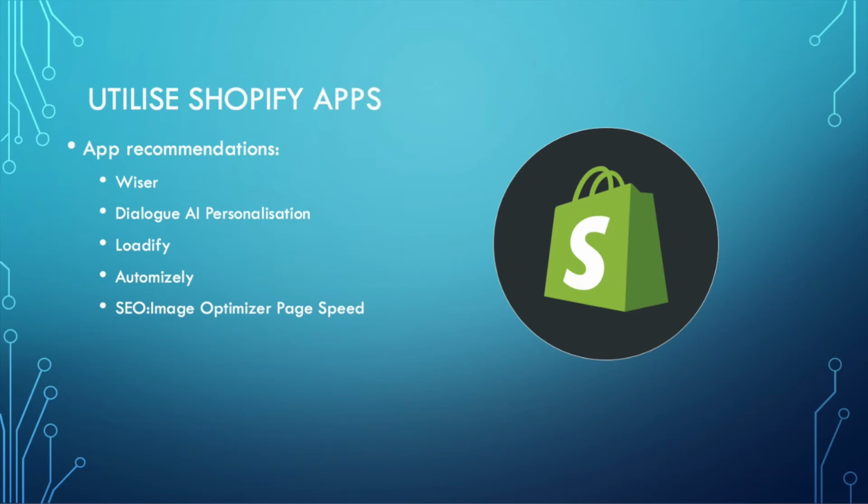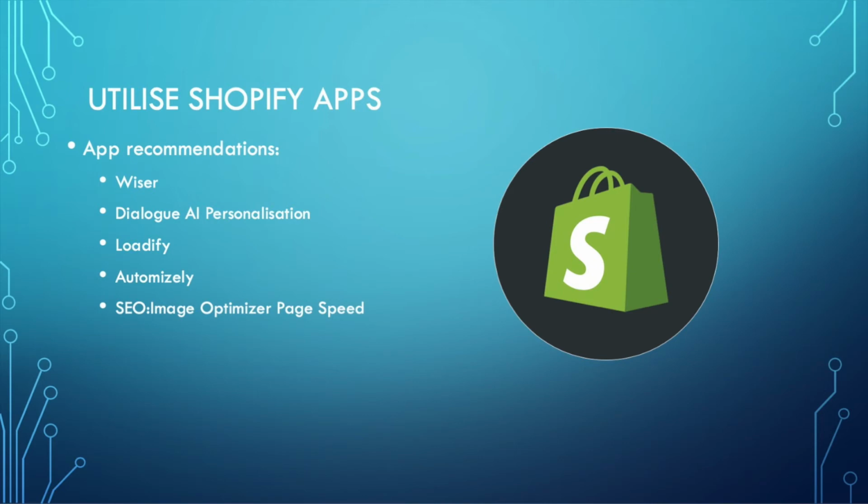The next one is somewhat similar, called Dialogue AI Personalization, which recommends products to users based on their search history. It also creates banners with the best-selling products or most relevant products for the user to help upsell them. The next one we have is Loadify, which helps increase the page's loading time and allows smooth transitions. This can be especially beneficial as studies have shown that people leave pages if they don't load quick enough. Additionally, page speed is a metric that Google uses to rank pages.